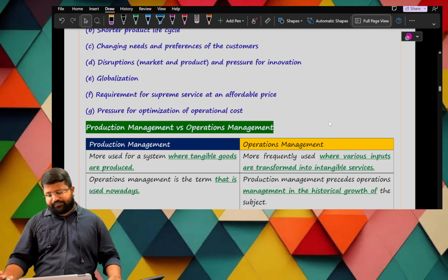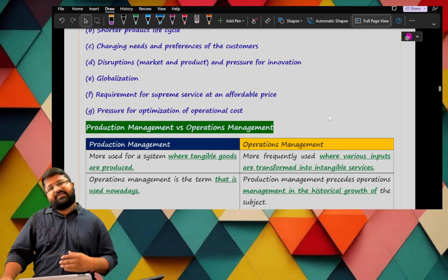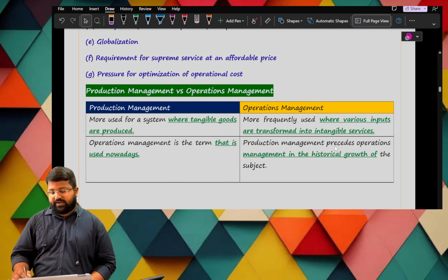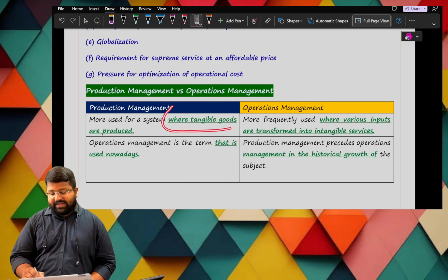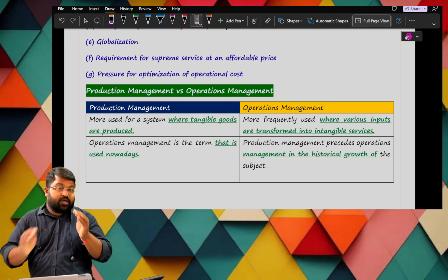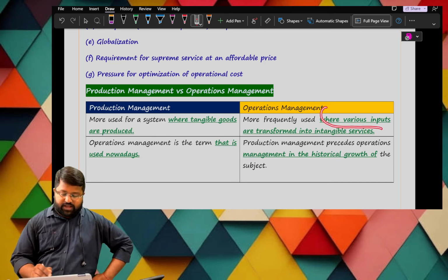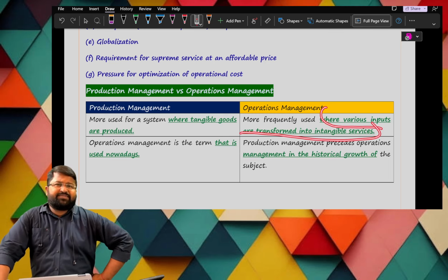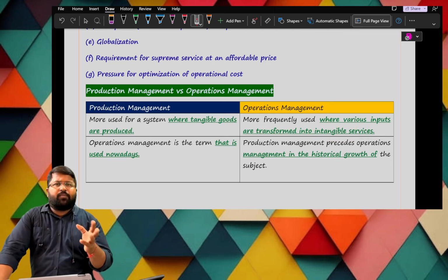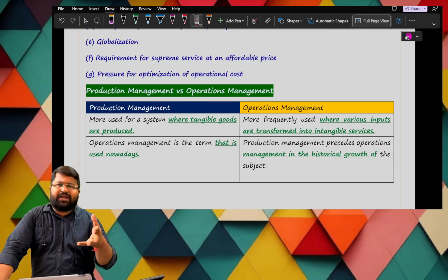Next, is there any difference between production management and operations management? Yes, there is a difference, discussed here. First, what is meant by production management? It is used where tangible products are produced. What are we producing? We are producing some goods. Next, operations management is more frequently used where various inputs are transformed into intangible services. Operations management has a wide scope. The scope includes both tangible and intangible. But here, for the sake of difference, he gave the intangible areas.